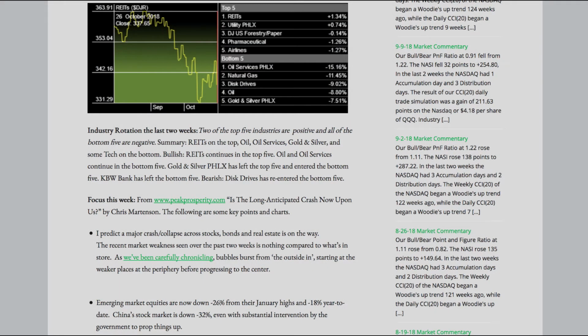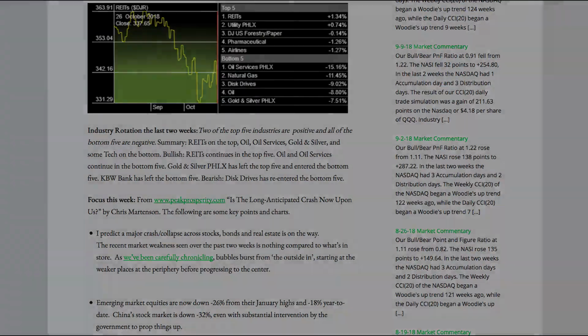Industry rotation the last 2 weeks. 2 of the top 5 industries are positive, and all of the bottom 5 are negative. Summary: REITs on the top; oil, oil services, gold and silver, and some tech on the bottom. Bullish REITs continues in the top 5. Oil and oil services continue in the bottom 5. Gold and silver has left the top 5 and entered the bottom 5. KBW Bank has left the bottom 5. Bearish disk drives has re-entered the bottom 5.